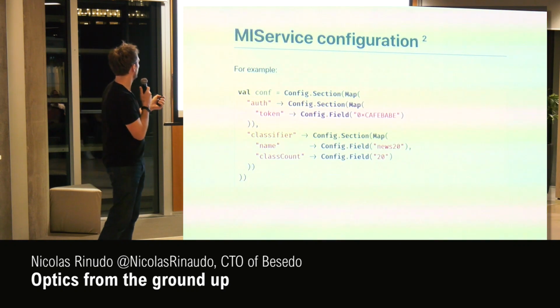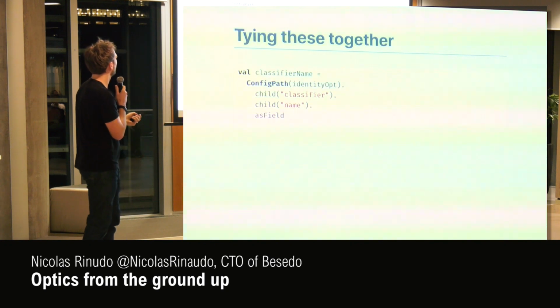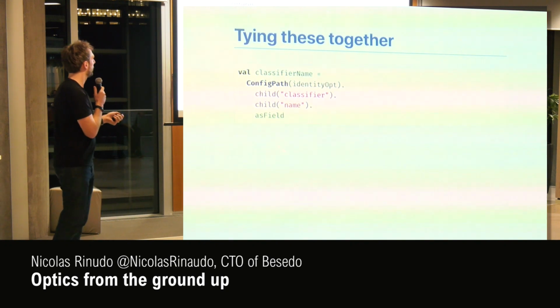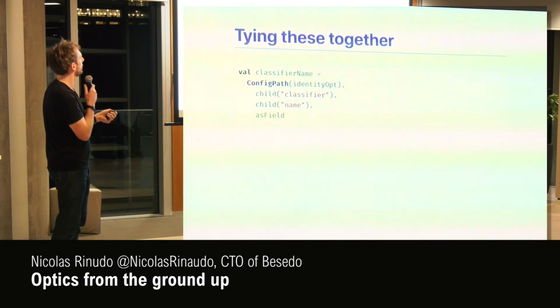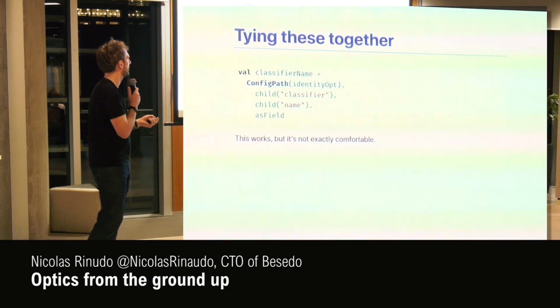Right, so I want to go from my config to the classified name, right? And this would be how you'd express that with config path, which is quite neat. We go from the identity to classified to name, and then we want that as a field. It works. It's not great. We can make it better.